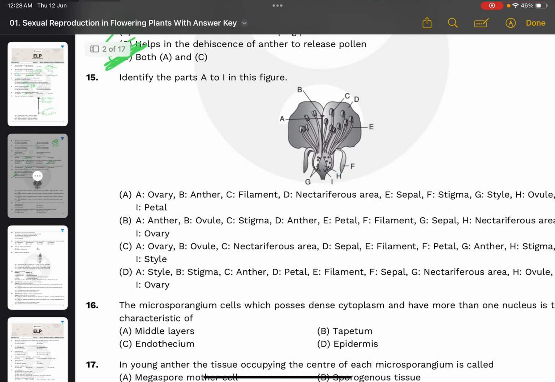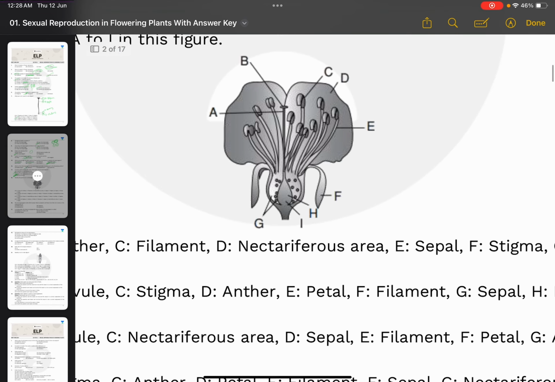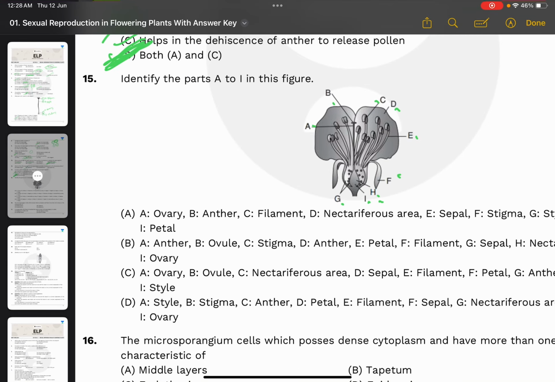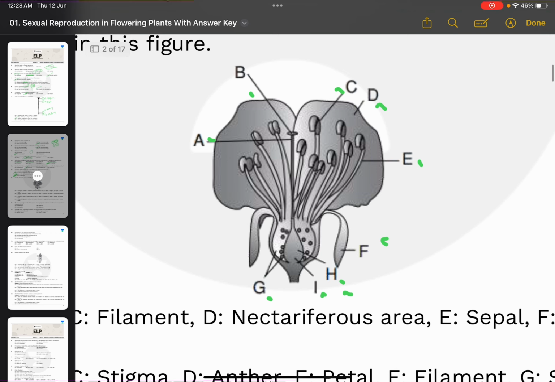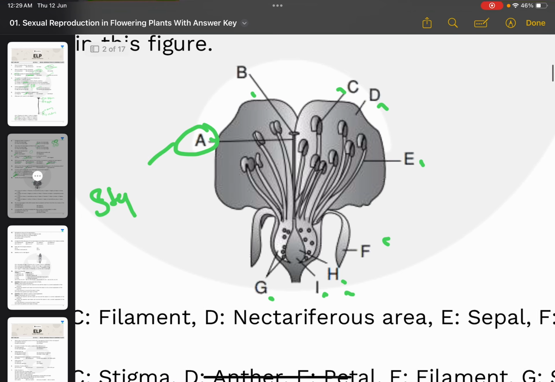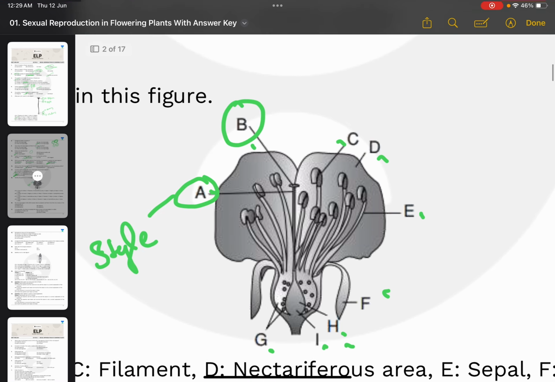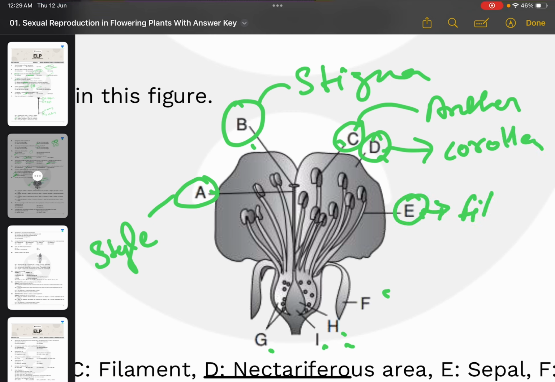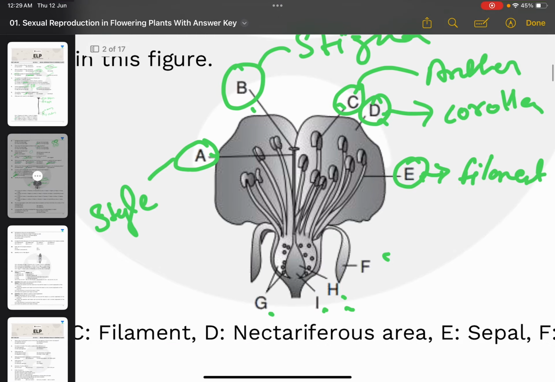Identify the parts A to I. You can see A, B, C, D, E, F, G, H, I. Here we have to identify all these parts. So what is A? Can you tell me? This is the style. What is B? This is stigma. What is C? This is anther. What is D? This is the calyx, or corolla. This is E. What do we say, filament? What is F? It is the calyx.